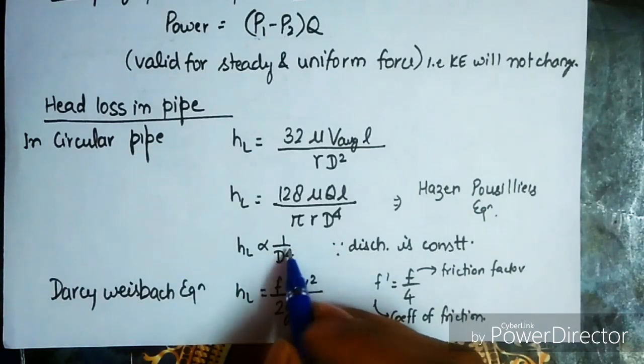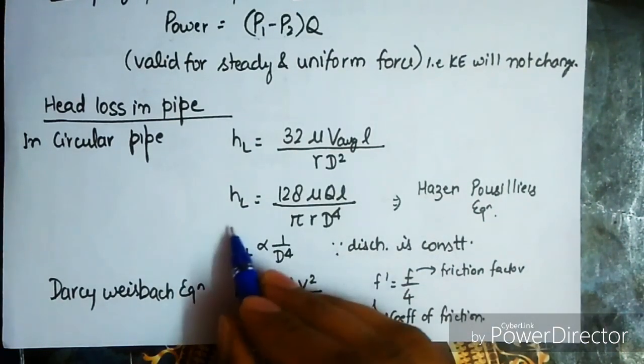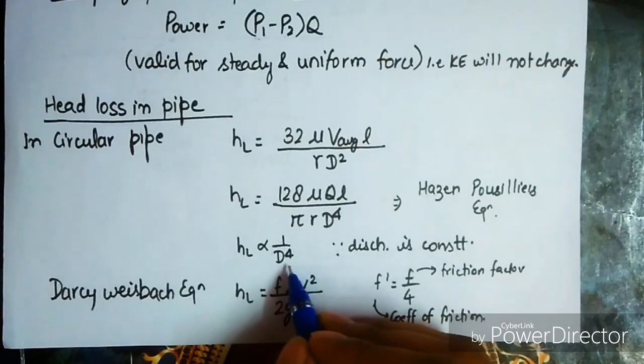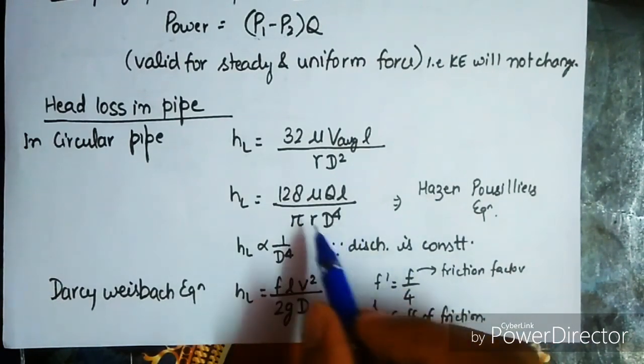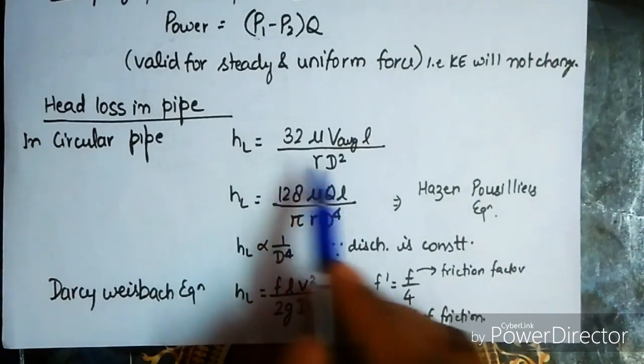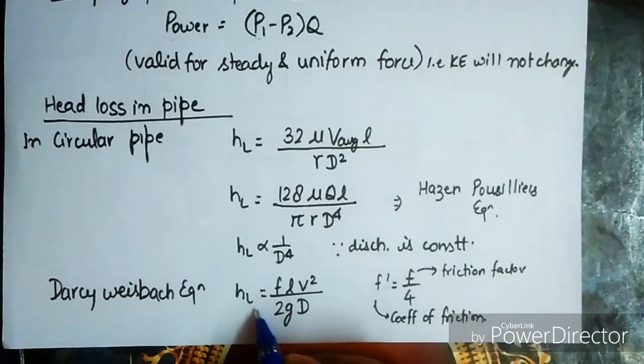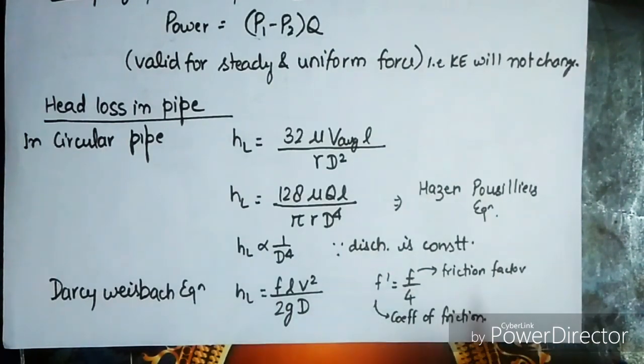HL is inversely proportional to d raised to power 4. We have to memorize it. Since discharge is constant, velocity is not constant, so we cannot regard it as HL inversely proportional to d squared. Now the Darcy-Weisbach equation is HL equals f L V square upon 2 g d.